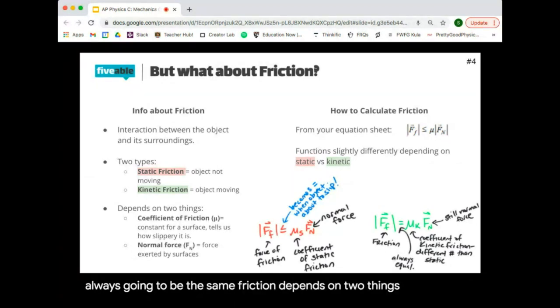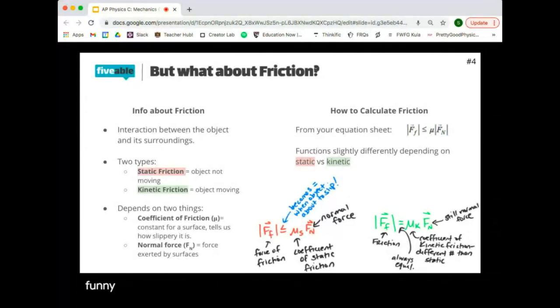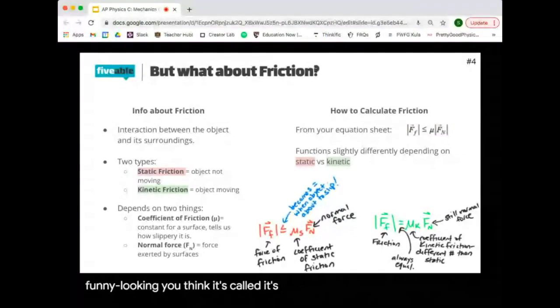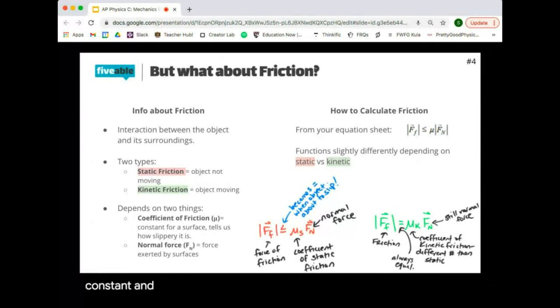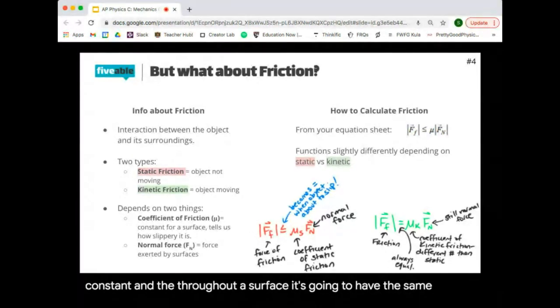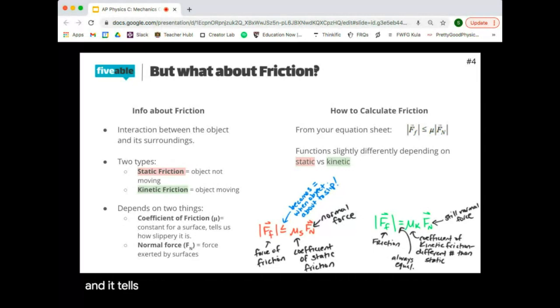Friction depends on two things. The first one is something called the coefficient of friction. We symbolize it with that funny looking U thing. It's mu, a Greek letter. And what it is basically is a constant, and throughout a surface, it's going to have the same mu, and it tells us how slippery it is.